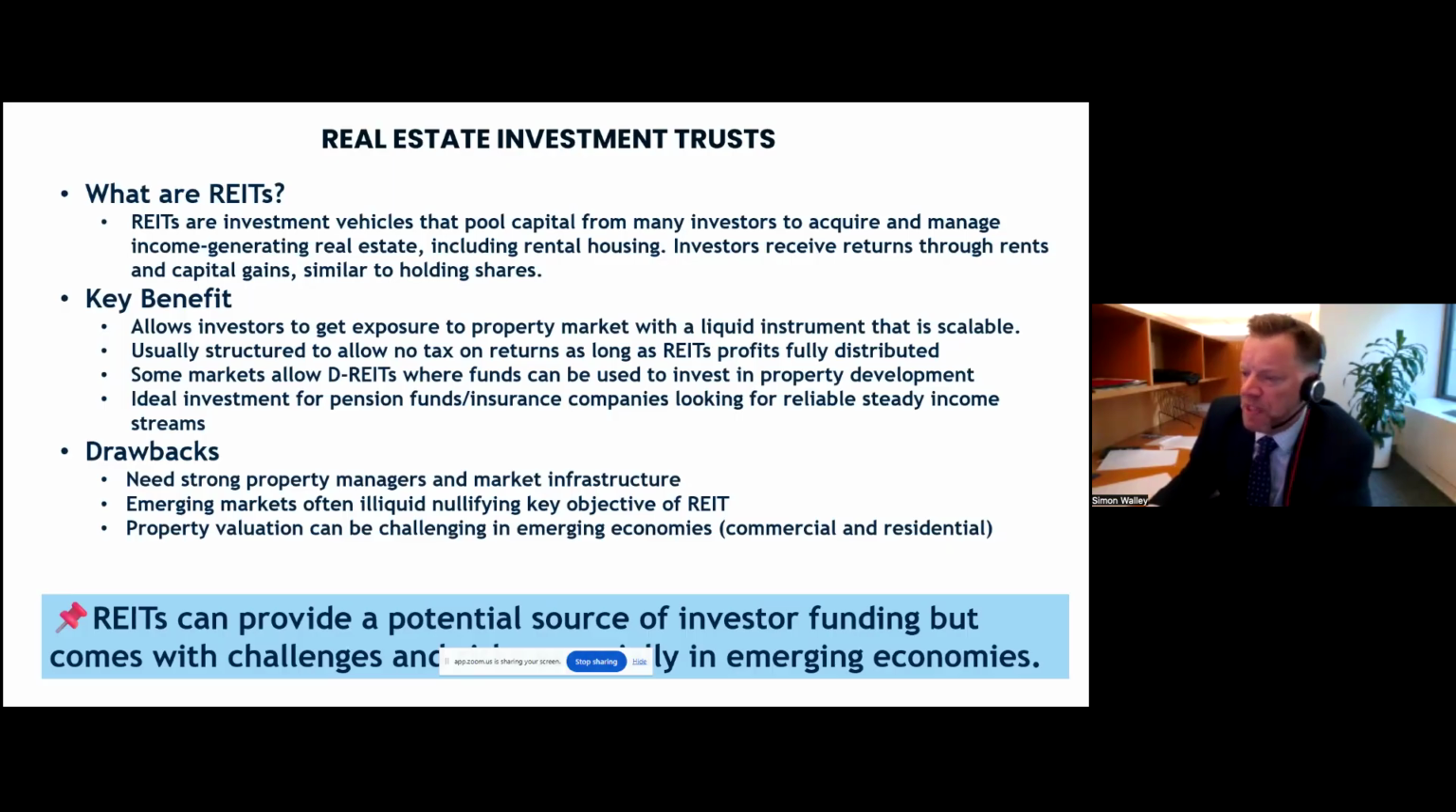Again, this is one of these ideas that in theory is great, to the extent that you look at REITs globally. It's really the US, UK, and Australia, but between them they represent 80% plus of the REITs market. It's still quite niche in emerging economies, albeit that there's a lot of potential, I'd say.